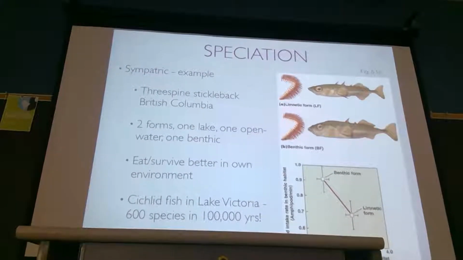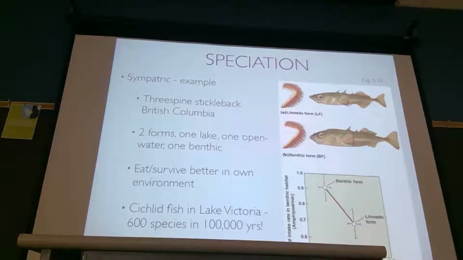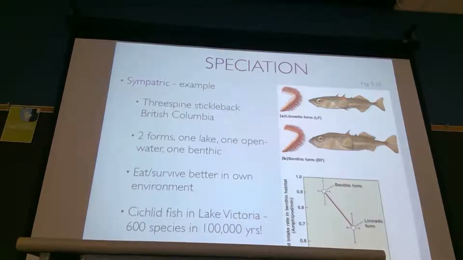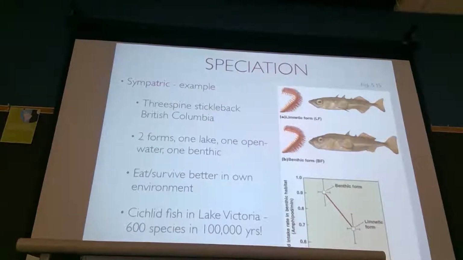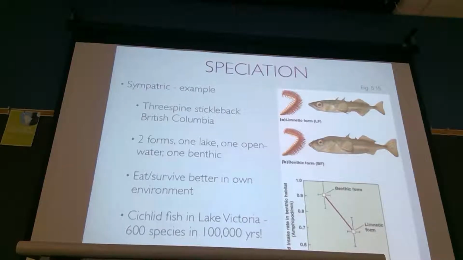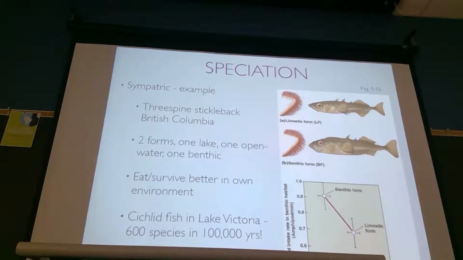And so they have speciated into two species of fish over time because the benthic ones live down there and they're better adapted to eat and live down there than the ones that live up in the surface water. Okay. Again, sympatric speciation, all those cichlid fish in Lake Victoria. From fossil evidence, we can see they've produced 600 different species of fish in the same lake in just 100,000 years. And that's all sympatric.